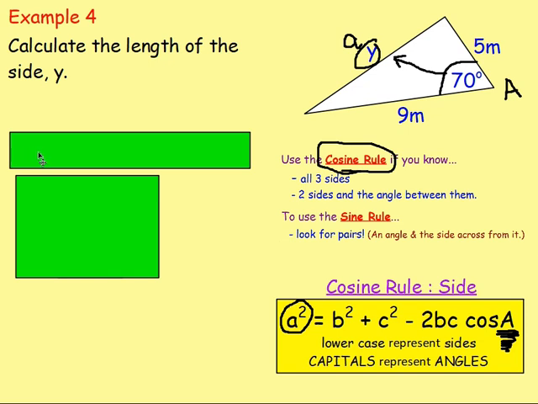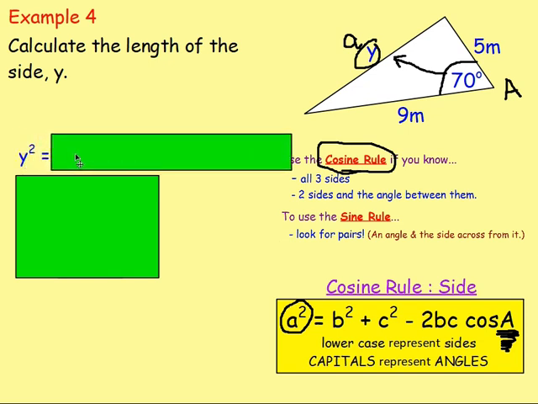So we're going to have then to start with y squared equals, so instead of a squared, we've got y squared equals b squared plus c squared. Well, what are b and c? Yeah, they're just the other two sides. Good. If this is side A, side B and side C are the 5 and the 9.